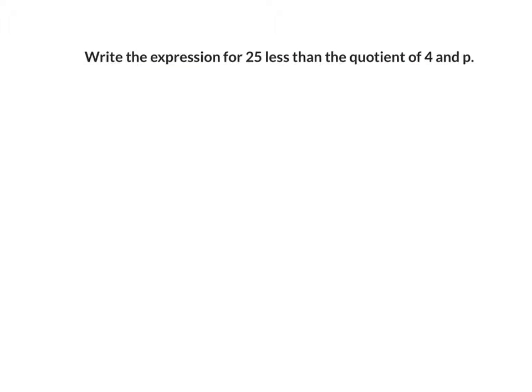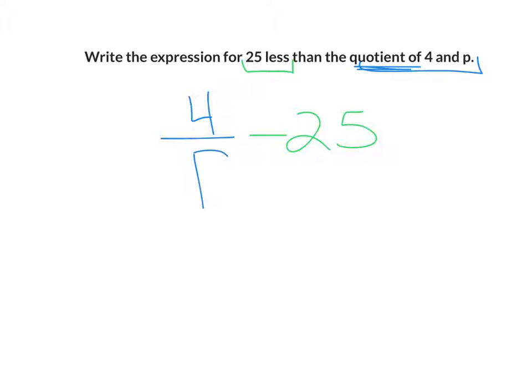Look at another one. Write the expression for 25 less than the quotient of 4 and P. So that 25 less than is going to be important. This is telling us we need to subtract 25 from something. Well, the quotient of 4 and P, that word quotient means we need to divide. Quotient of 4 and P, there we have it, 4 over P minus 25.